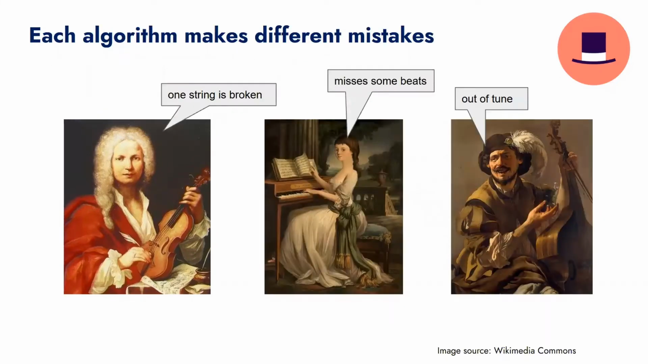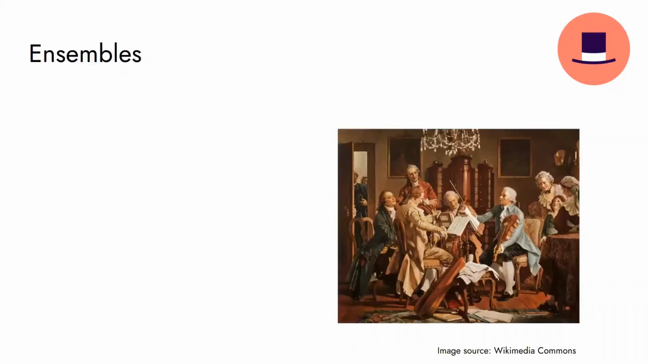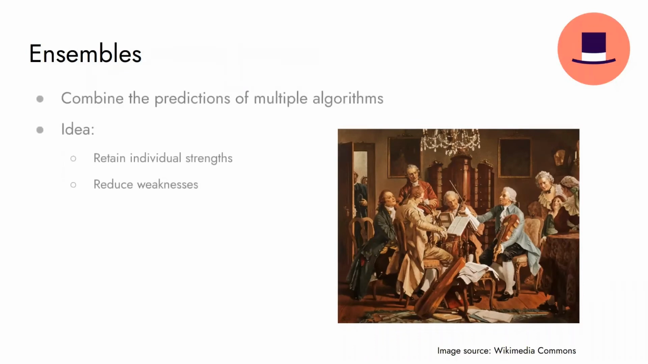Let's make an analogy. Consider these three musicians. One has a broken instrument, the second misses some beats, and the last one plays out of tune, so their individual performances may not be very enjoyable. By having them play at the same time and under the supervision of a conductor, their playing will improve and the flaws may be less obvious. This is transferable to automated subject indexing. As in music, combining multiple algorithms is called an ensemble. The idea is to retain the individual strengths while reducing the weaknesses.